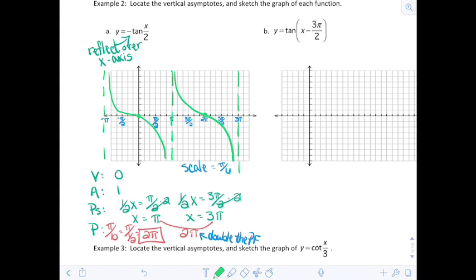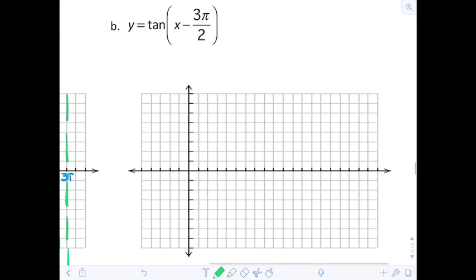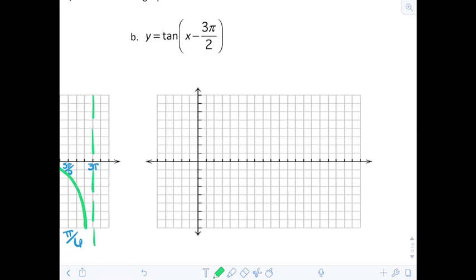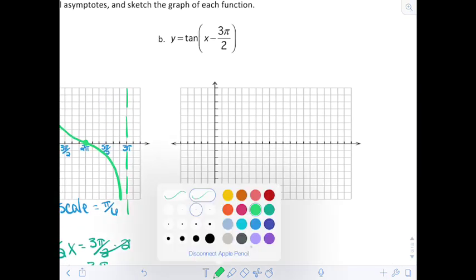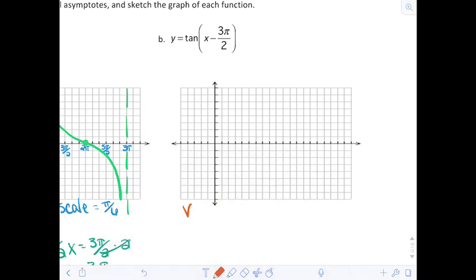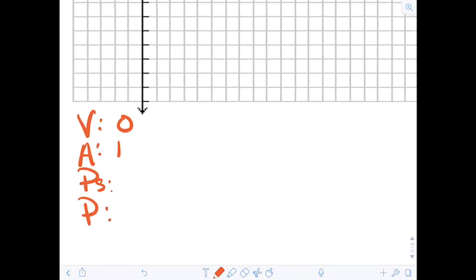Okay. Let's look at example B. The tangent of x minus 3 pi over 2. So we're going to list the characteristics with VAPSP. There's no vertical translation. Amplitude is 1. For my phase shift, I'm actually going to do my phase shift here.